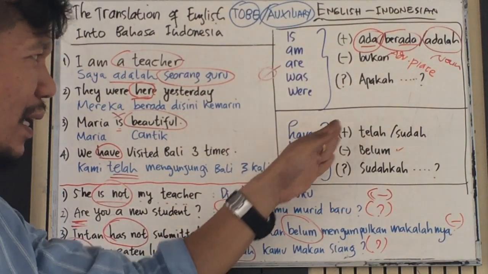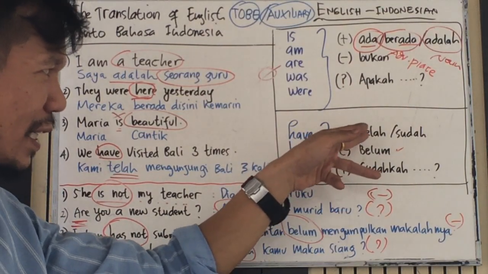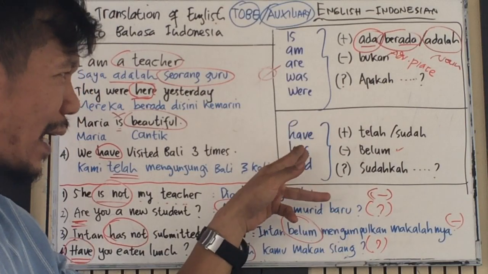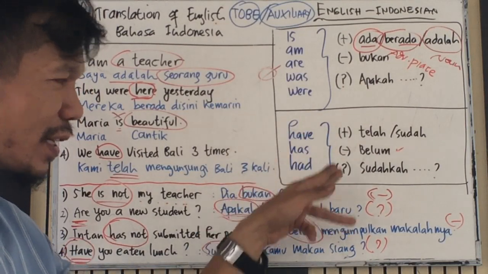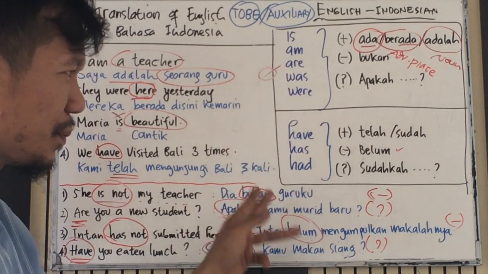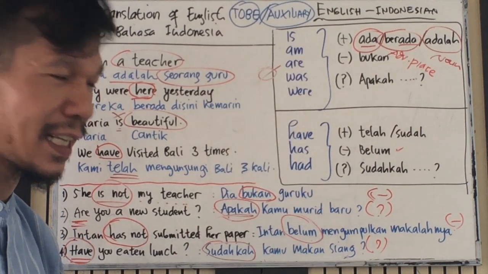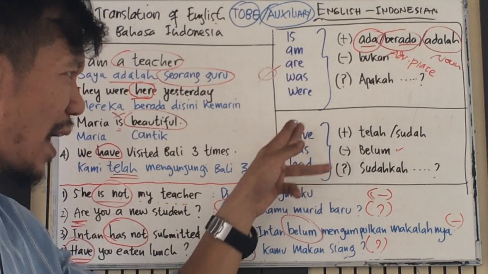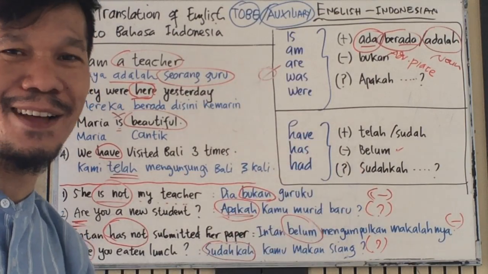Have, has, had. In a statement, we translate into telah or sudah. In negative, have not, has not, had not is translated into belum. But in interrogative sentences, we translate have, has, had into sudahkah.